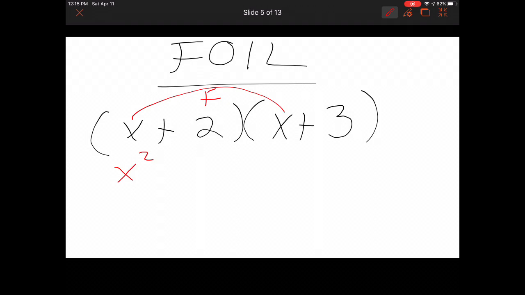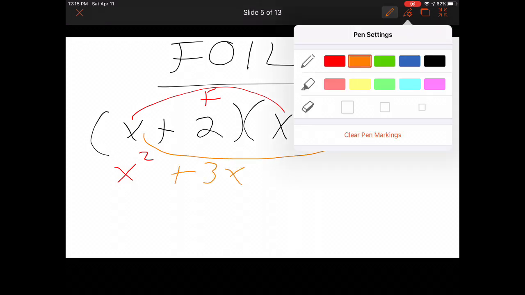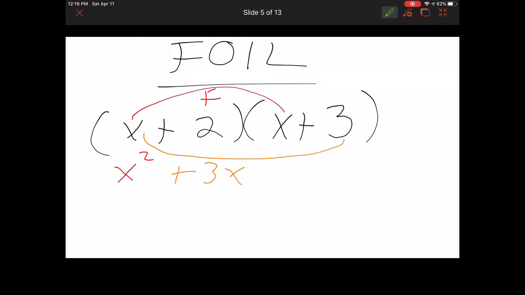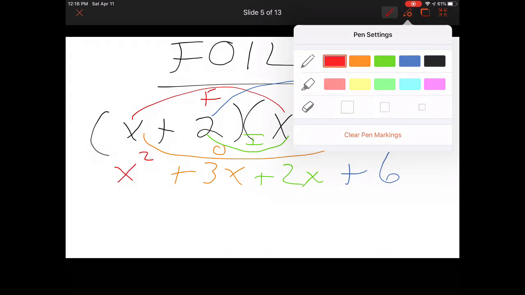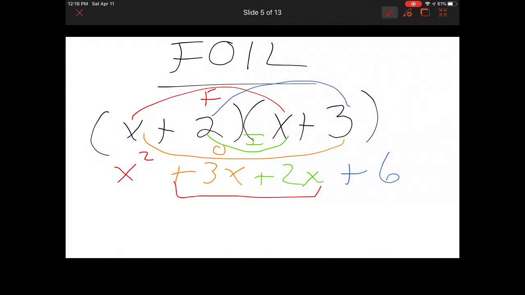And then the O, change colors here for you. The O is down here, which would give you plus 3x. And then the I is the inner, that would give you 2x. And then the last is the 2 here that makes the constant up, which is 6. Then you're going to combine like terms, and you'll get x squared plus 5x plus 6.